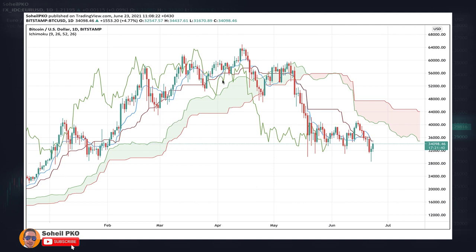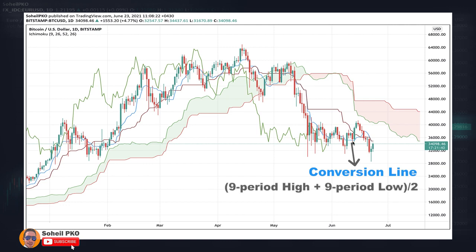Each of these lines and shapes have a Japanese name, but in this video, we use the translated English words. The blue line you see here, which is the fastest line and moving closely to the price action, is called the conversion line. It's the most sensitive line among others in this indicator. The calculation of the conversion line is based on 9-period high plus 9-period low divided by 2.